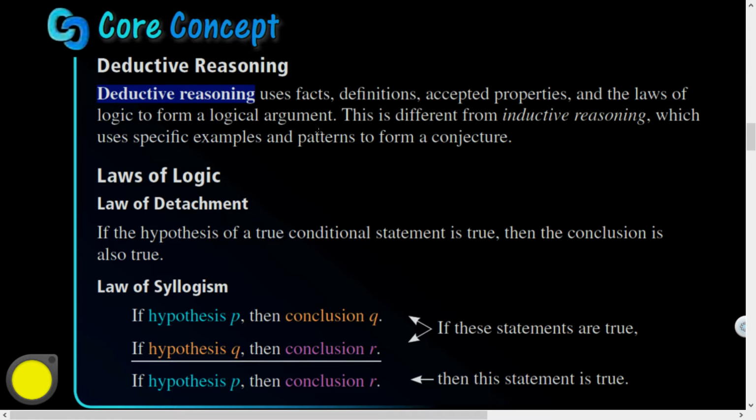But deductive reasoning is more powerful. It uses facts, definitions, accepted properties, and laws of logic to form a logical argument. This is different than inductive reasoning, which used specific examples and patterns to form a conjecture. And here's two, count them, two laws of logic. All right, and we're going to analyze both of these.